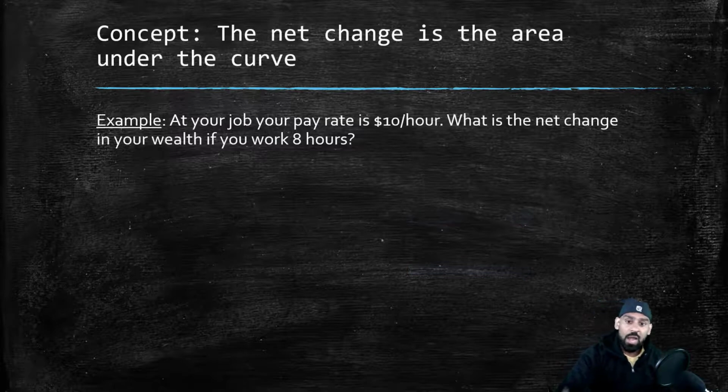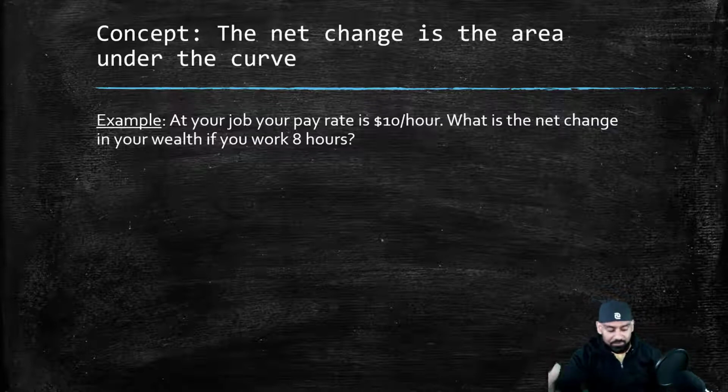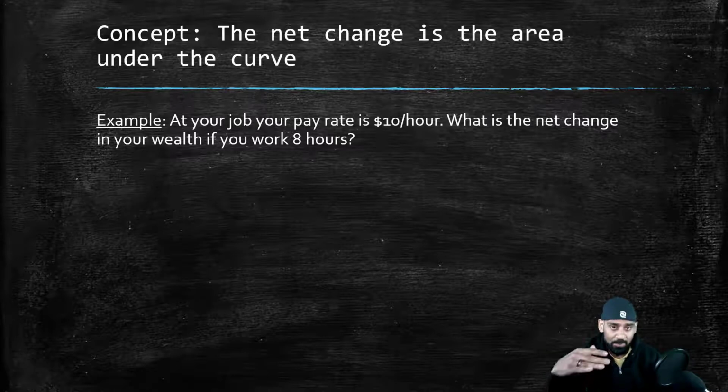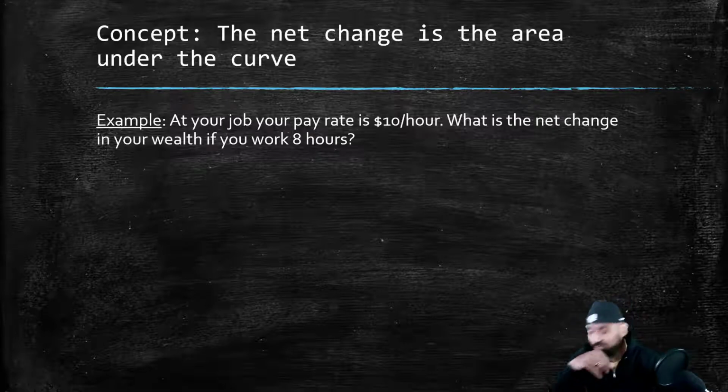All right, so I want you to get an idea of this, okay? And it says, example is, and let's read the problem. At your job, your job pays, and let's say you get paid a flat rate, okay? So what is the net change of your job if you work 8 hours, okay? So it makes blatant sense. Why does it make blatant sense? Well, you worked 10 hours.